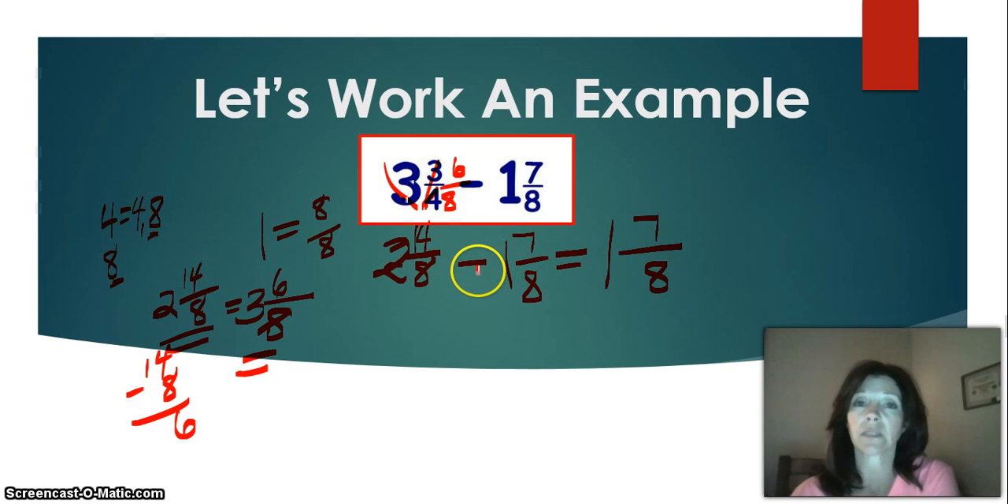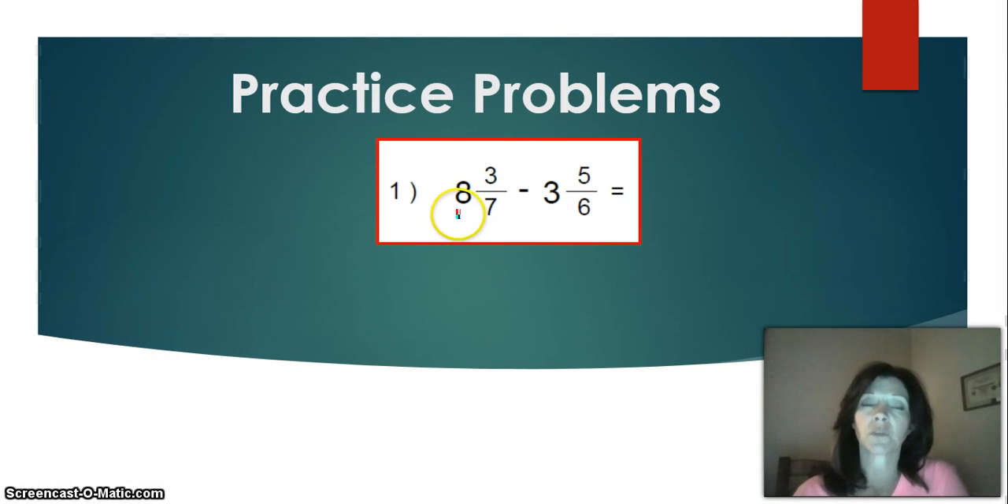All right, let's see if you guys can do one. Here's your first problem. 8 and 3/7 minus 3 and 5/6. Pause the video and try it on your own. First step, find your LCM so you can fix your denominators. Then you're going to have to borrow. Then you can subtract. Pause the video, try it, and then we'll do it together.